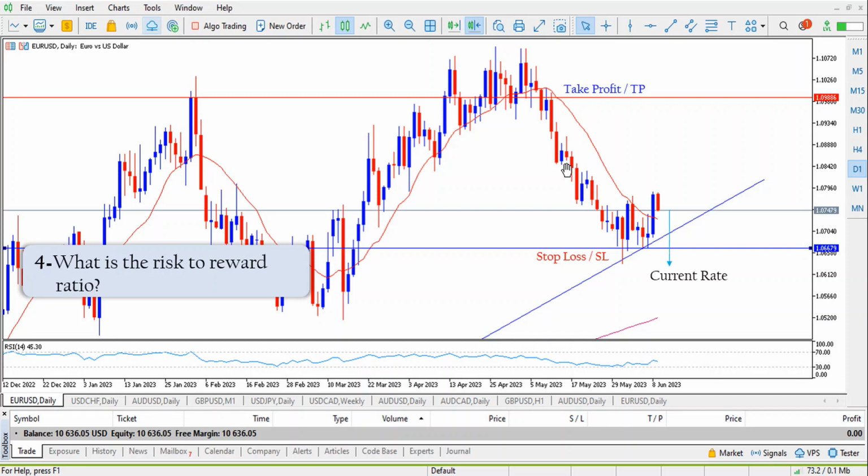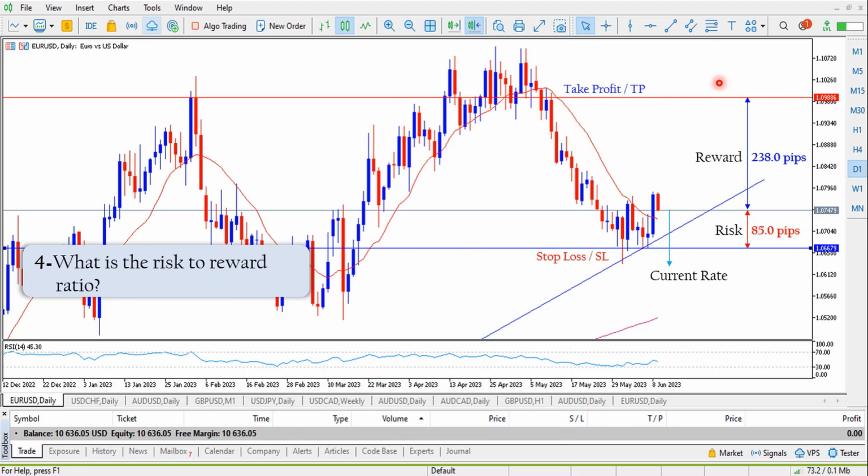So here this is our current rate, and my stop loss from the current rate is 85 pips, which is the risk, and my take profit from the current price is 238 pips. So it means that I'm going to risk 85 pips to make 238 pips. So according to the risk and reward ratio, it is in 1 to 4 risk and reward ratio.